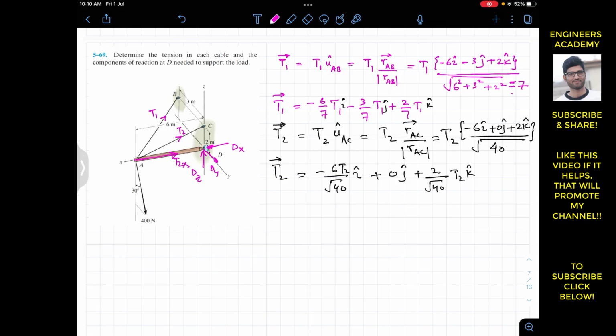Similarly, T2 will have one component which is going to act in the positive z direction. T2 will have one component in the negative i, and this is in the positive k. So let me try this. This will be T2z.